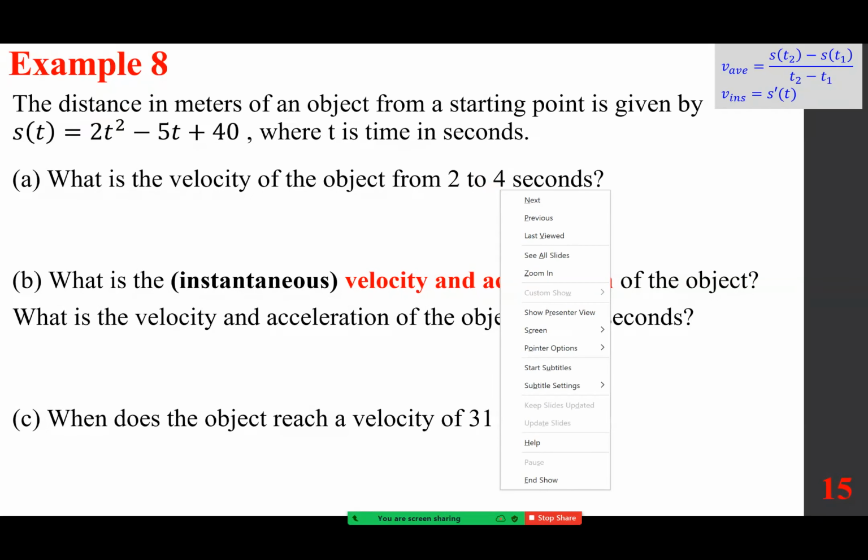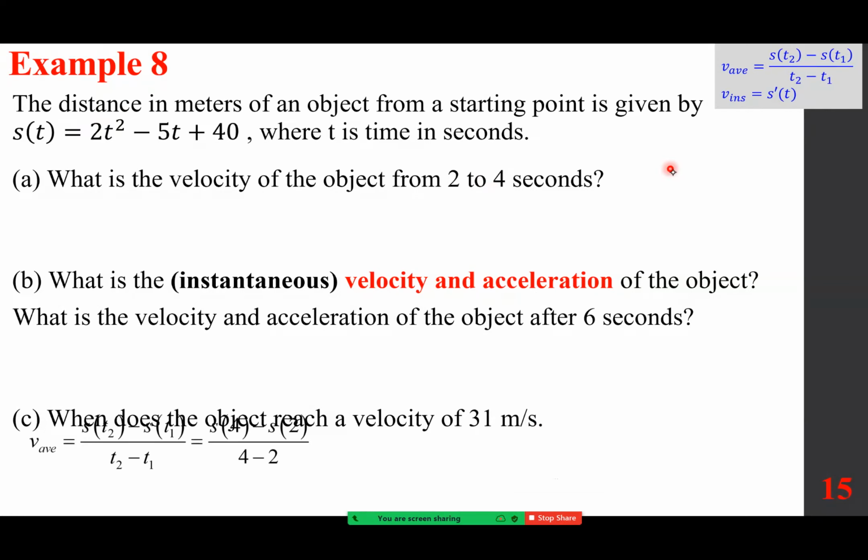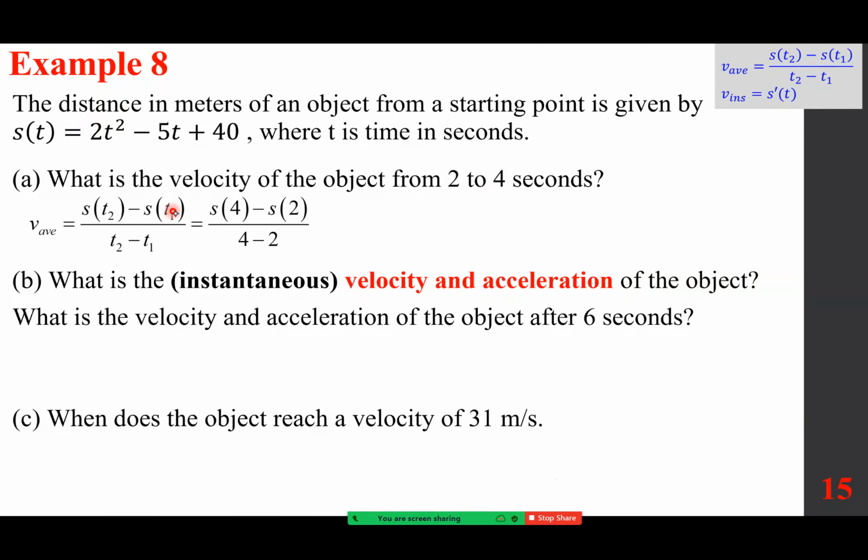So that part, we've seen it before. So V average, change in distance over change in time. So s of 4 minus s of 2 over 4 minus 2. I hope you remember we did this. So 52, you plug in 4, you plug in 2, get 52 minus 38, and the denominator is 2, so 7 meters per second. So this is basic algebra.